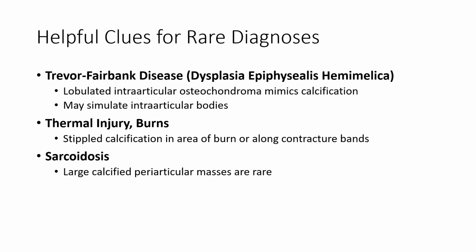Trevor Fairbank disease, dysplasia epiphysealis hemimelica: lobulated intra-articular osteochondroma that can mimic calcification or a simulated intra-articular body. Thermal injury or burn: steeple calcification in areas of burn or along a contracture band. Sarcoidosis: calcified periarticular masses are rare.